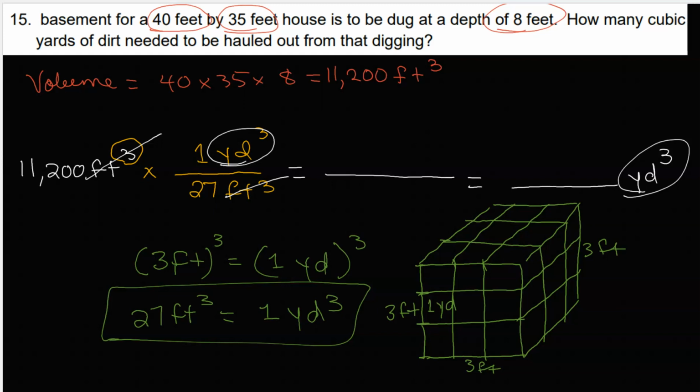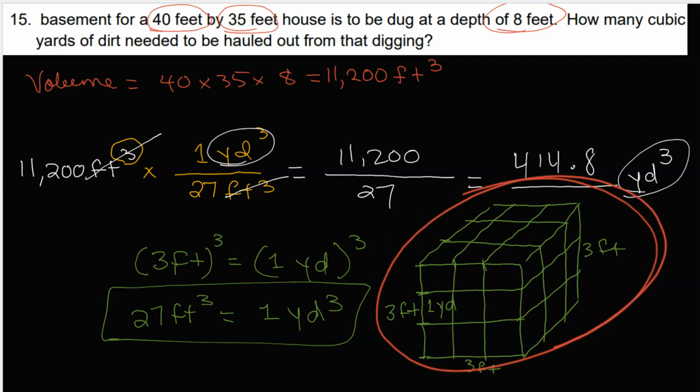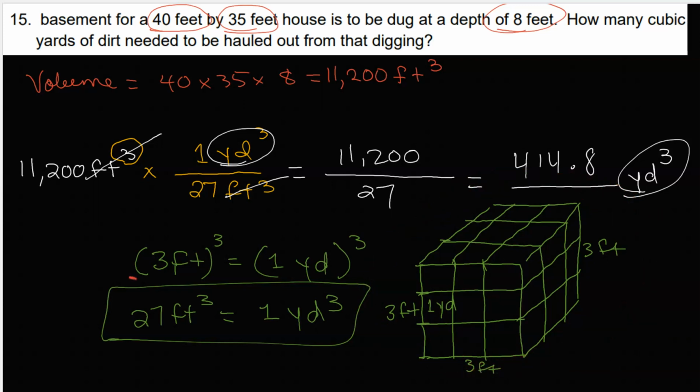So on the numerator, you have 11,200 multiplied by 1, which still is itself, divided by 27. So whatever that answer turns out to be, it is roughly 114.8 cubic yard. Again, make sure you think about this visualization right here. When you're dealing with volume, make sure you go ahead and cube both sides first before you use it in your conversion, because you do have to cancel out the whole entire cubic foot, not just foot.